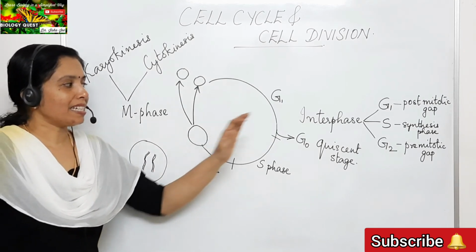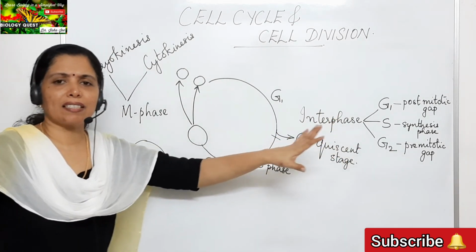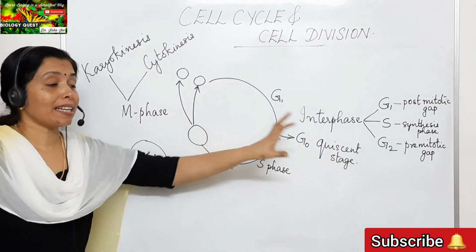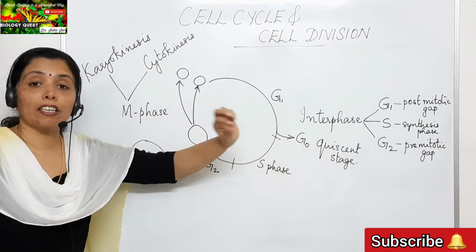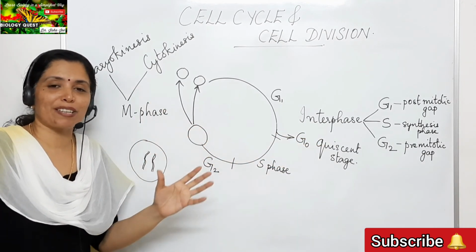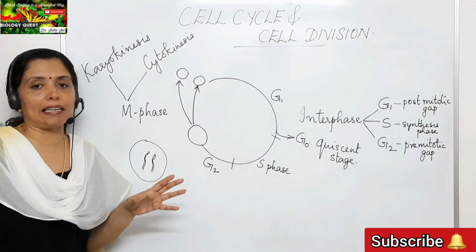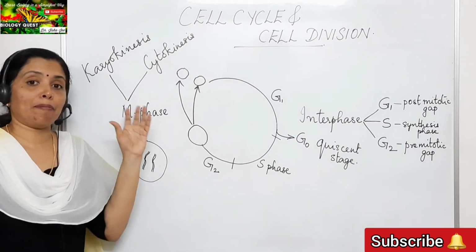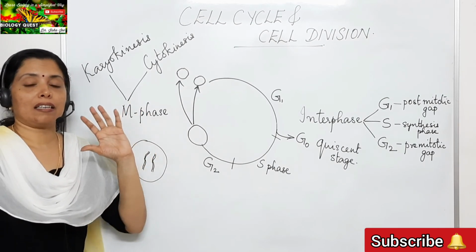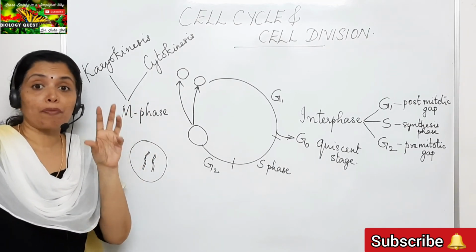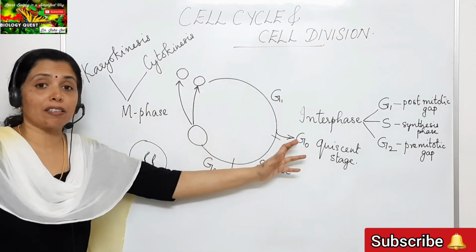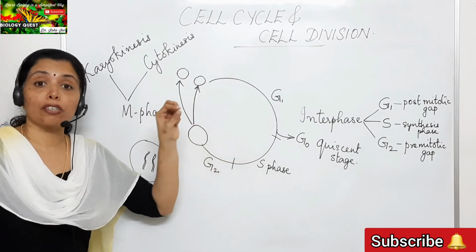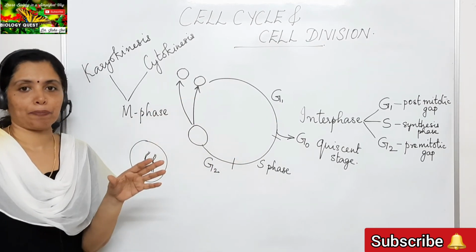And one more thing, in the interphase, we cannot see the changes taking place in the chromosomes. That is, during the interphase, the changes that are taking place in the chromosomes are not visible externally. Okay, if we look at the cells in the M phase, we can see the changes taking place in the chromosome very clearly, whereas in the case of interphase, the changes taking place in the chromosomes are not visible externally.